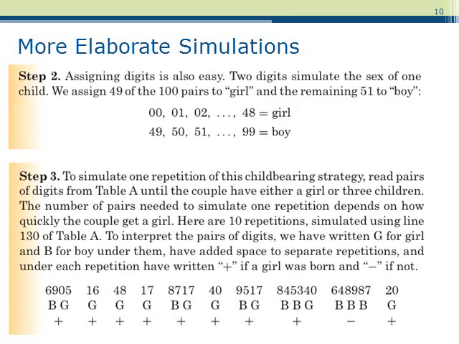Now we carry out the simulation. We will read pairs from a table of random digits until the couple have a girl or 3 children. Below are 10 repetitions using line 130 of Table A. In all but one of the 10 repetitions, the couple had a girl. For instance, the first repetition is 6905. The repetition stopped at 05 as the couple's second child was a girl.